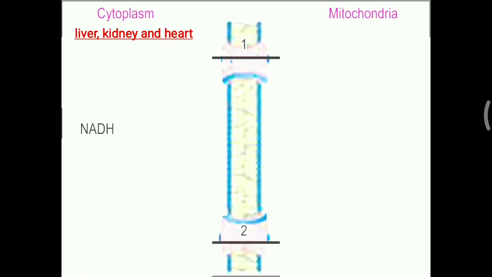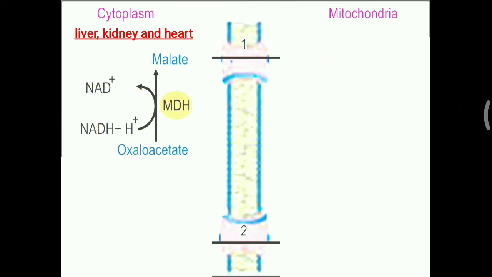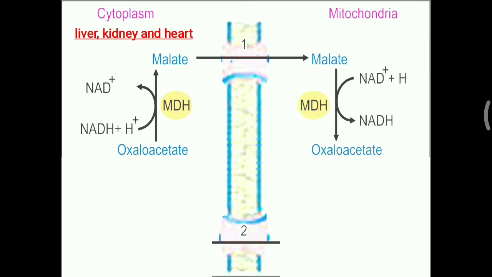You have to remember the newer one only, 2.5. So what happens exactly in the liver, kidney and heart? The NADH generated in the cytoplasm first gets converted into NAD plus by converting oxaloacetate to malate. This malate can go across the mitochondrial membrane and goes inside the mitochondria. There the malate is reconverted into oxaloacetate, and in this process the enzyme MDH, malate dehydrogenase, is needed. So the NADH is again regenerated in the mitochondria.